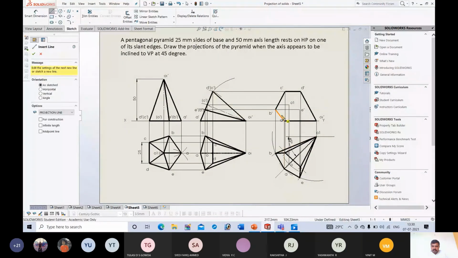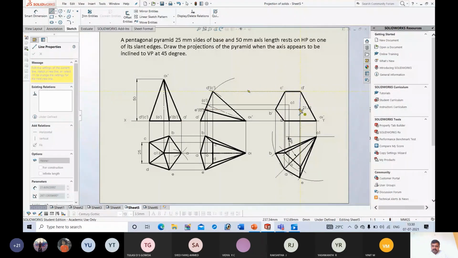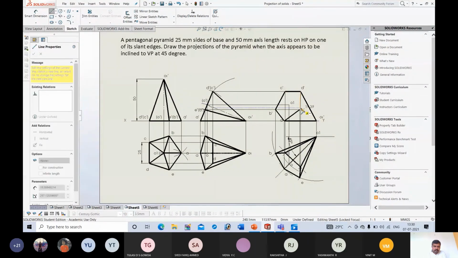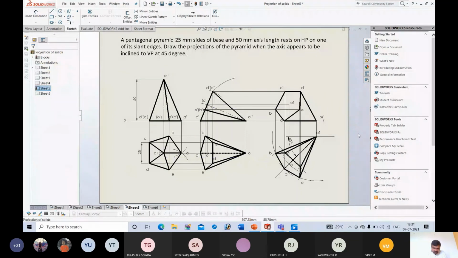So A to B already on the boundary. B to C, that is B dash C dash, already on the boundary. C dash D dash already on the boundary. Next D dash to E dash, it should be continuous. Next E dash to A dash, that also should be continuous. Okay, next I should connect all corners to the apex. A to O1 dash already on the boundary, connected.